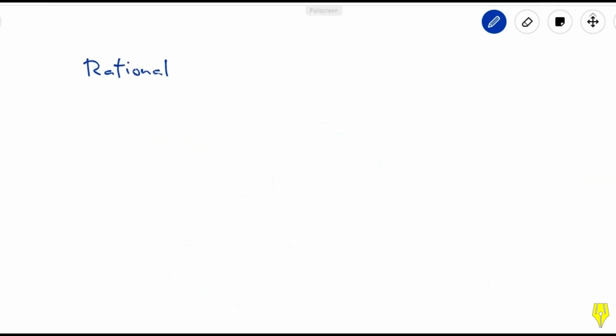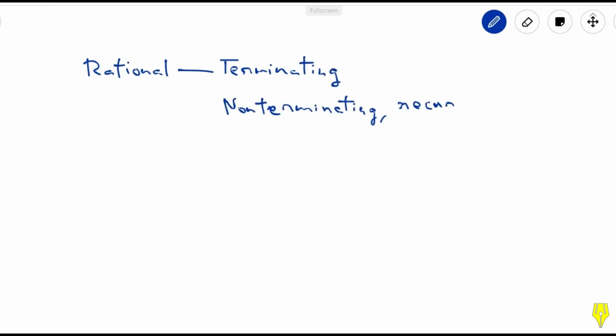We have seen what are rational numbers. Any integer can be expressed as a fraction in the form of P over Q. Rational numbers can be terminating or non-terminating recurring. We also have irrational numbers. They are non-terminating and non-recurring.